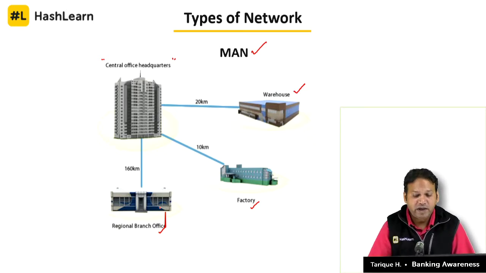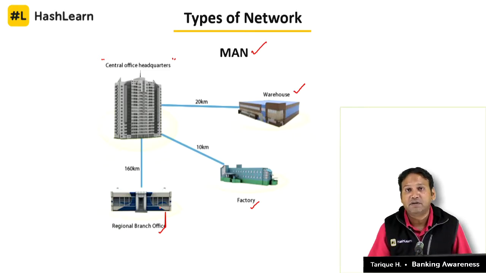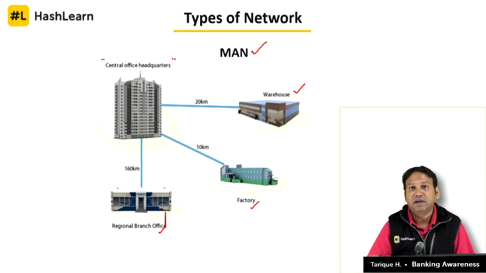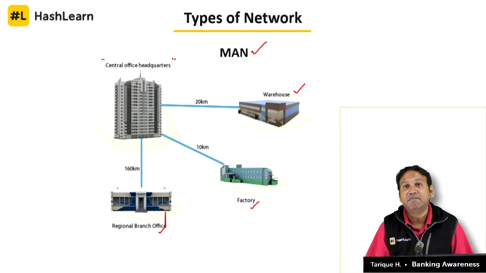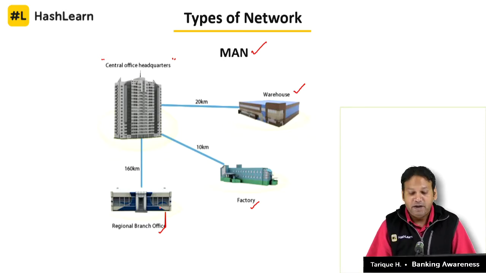So in a small area, the metropolitan area, a big city, if the offices are connected, the different computers in different locations are connected to each other, then we call it a metropolitan area network. Example could be the branches of a company in a city. If they are connected to each other, that would create a metropolitan area network.